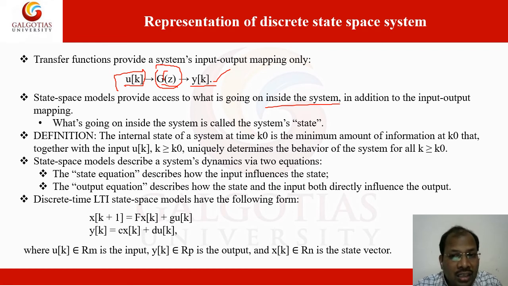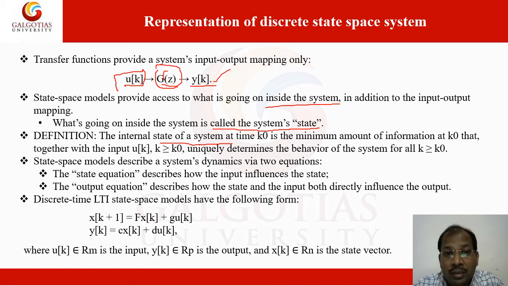So all these state variable dynamics we know in the state space equation. What is going on inside the system is called the system states, represented by the system states. The internal state of a system at time k0 is the minimum amount of information at k0 that, together with the input u(k) for k greater than k0, uniquely determines the behavior of the system for all k greater than k0.